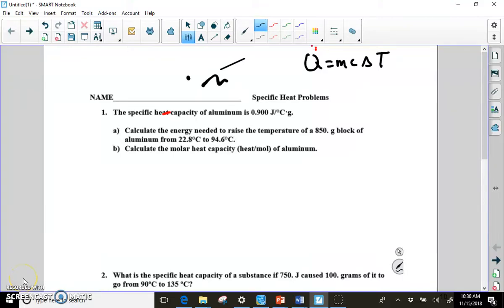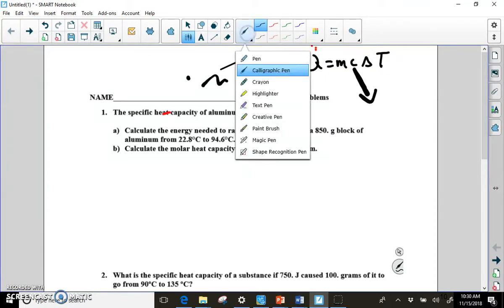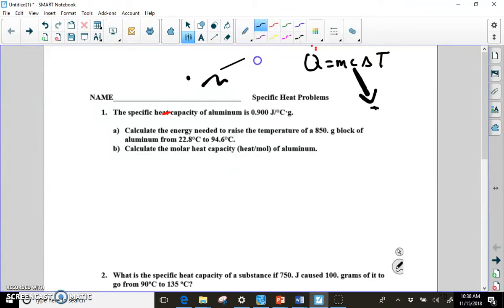Okay, so now we're going to look at how to do some math with this equation. One thing I want to remind you is that C, or specific heat, is given in the units of joules divided by grams divided by degrees Celsius. So when you do these problems, you need to make sure that your heat is in joules, your mass is in grams, and your change in temperature is in degrees Celsius.